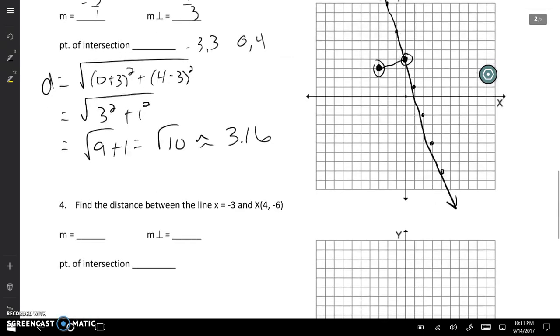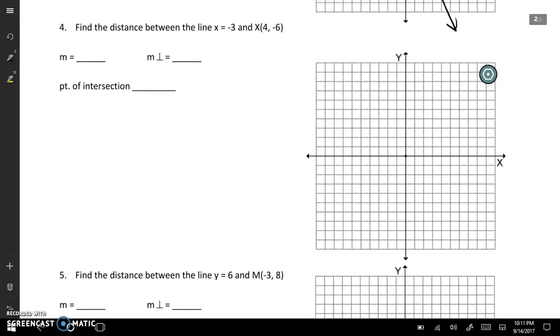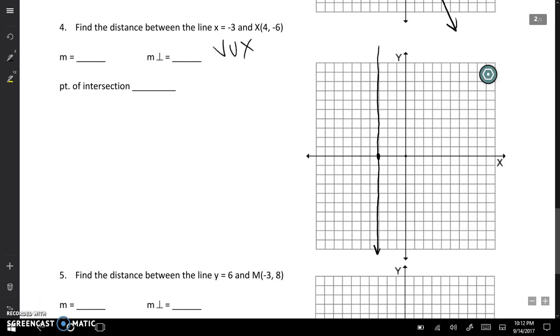Okay, we're going to try another one here. Now, between the line x equals negative 3 and that point. So x equals negative 3 is a vertical line right here, going straight up and down. Okay, so find the distance between that line and the point 4, negative 6. So the slope of the line is undefined. So the perpendicular slope would be 0. So we're going to draw a horizontal line in there.